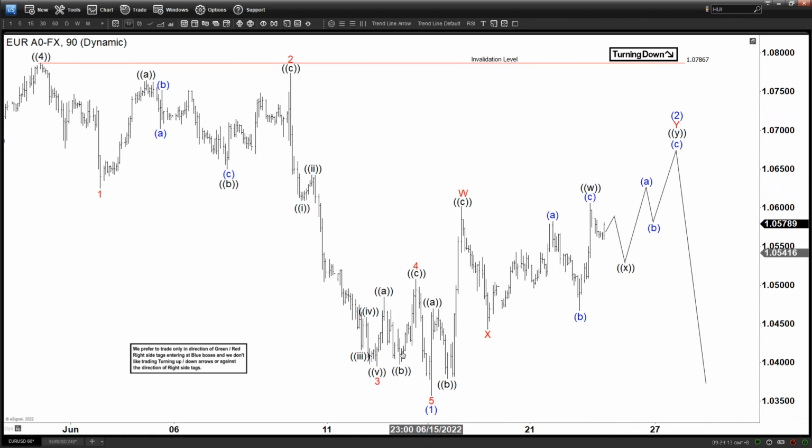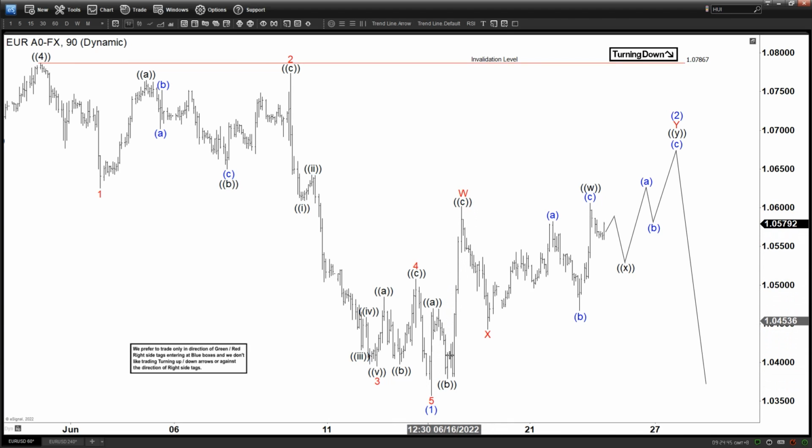From this high, we can see we subdivide into 1, 2, 3, 4, 5. So we have 5 waves down in the minor degree, ended with wave 1 in the intermediate degree in the blue color here. Now we are in the wave 2 correction. You can see the first leg of the rally looks to be in 3 waves here, 1, 2, 3, right?